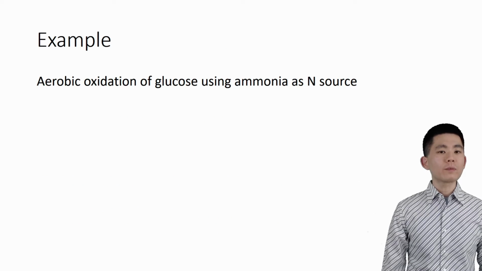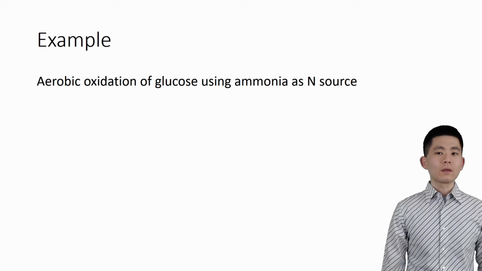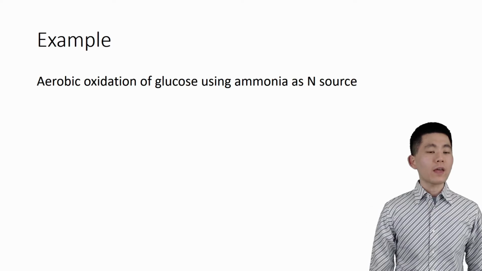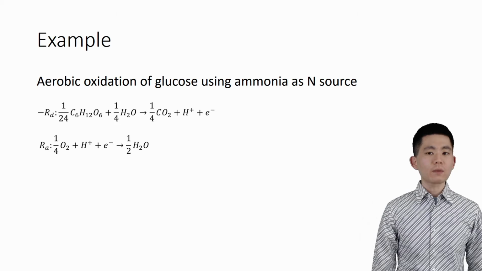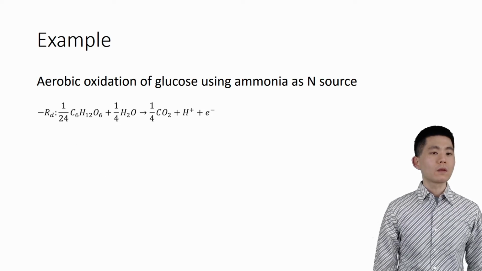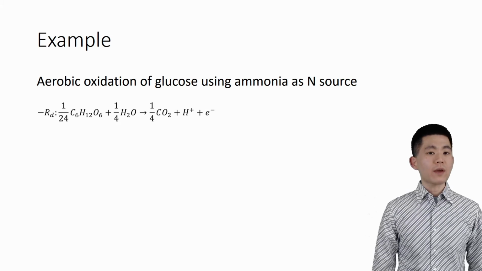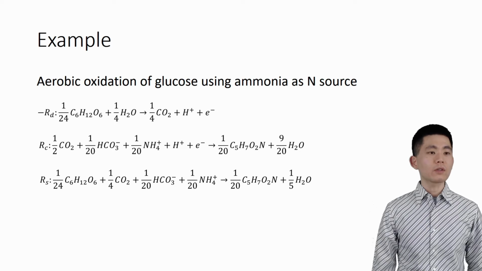Here we look at a more familiar example. Aerobic oxidation of glucose using ammonia as nitrogen source. If you want to work on this yourself, you can pause this video now. So now we can write the half reactions for electron donation and acceptance and combine them into energy reaction Re. We then write the half reaction for cell synthesis and combine it with electron donation half reaction to get Rs.